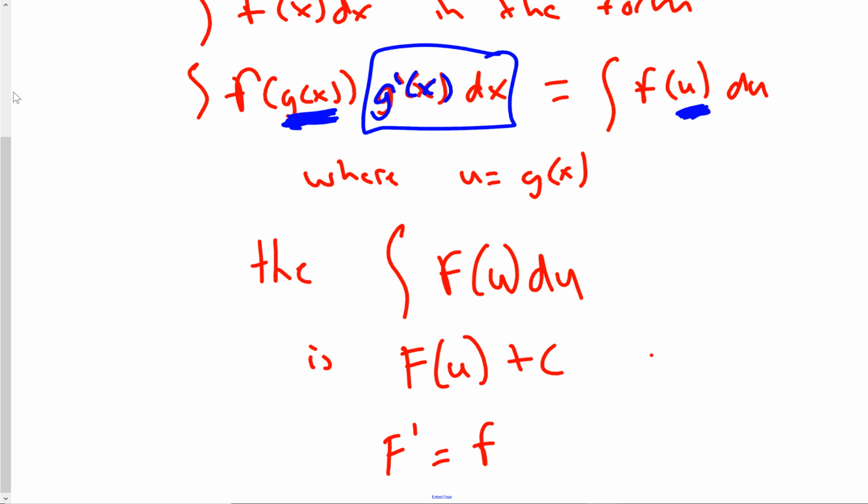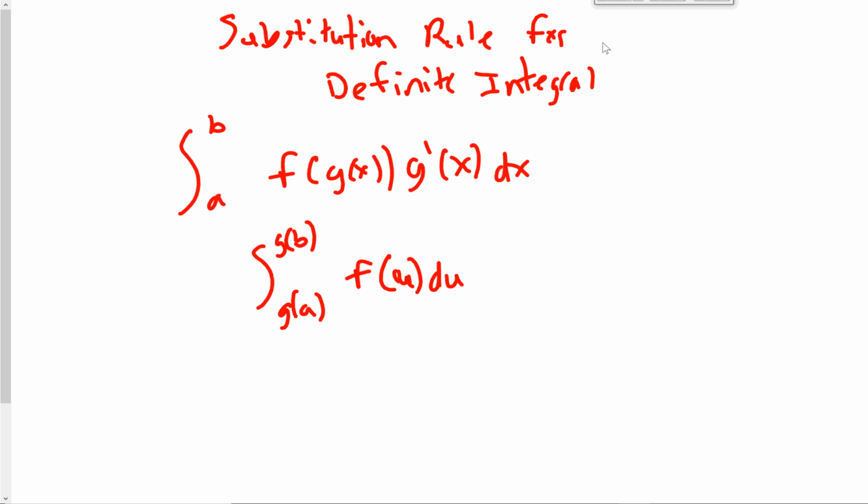Then we just add c at the end if we're finding the indefinite integral. If we're doing a to b, then we'd have to plug in a and b, and do F of b minus F of a, right, for the definite integral. So that's how the substitution rule works. You might see it in this form. It looks like this.